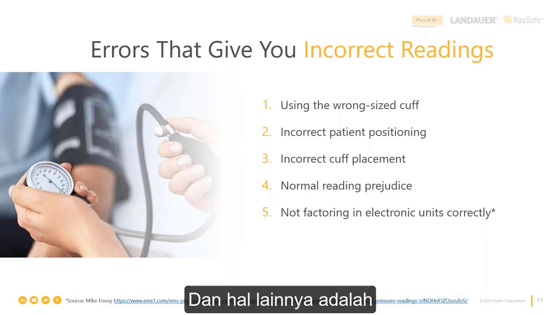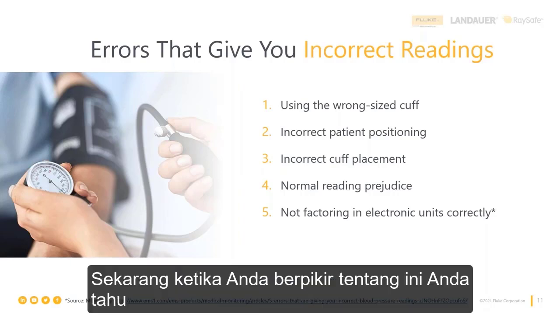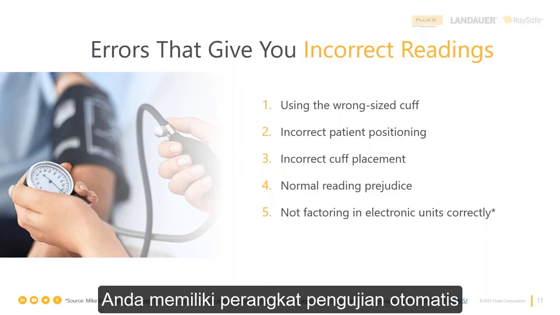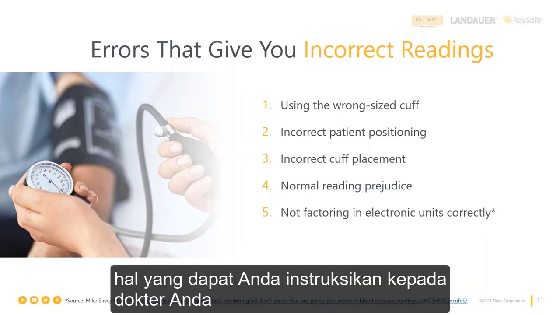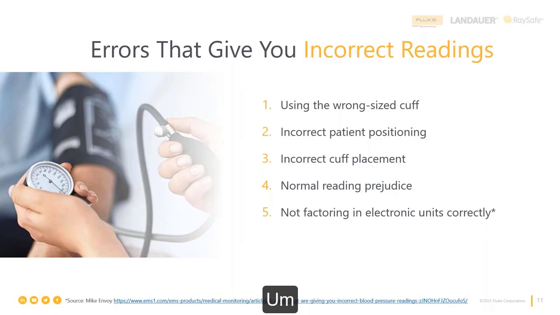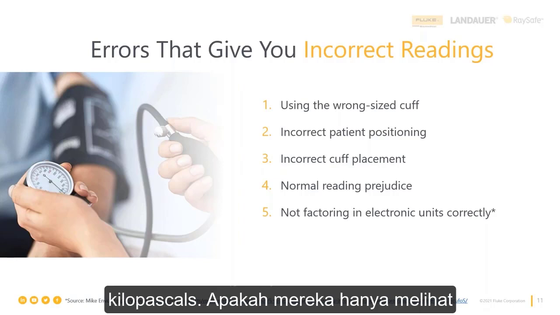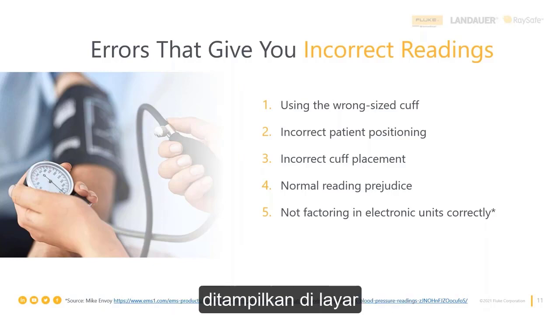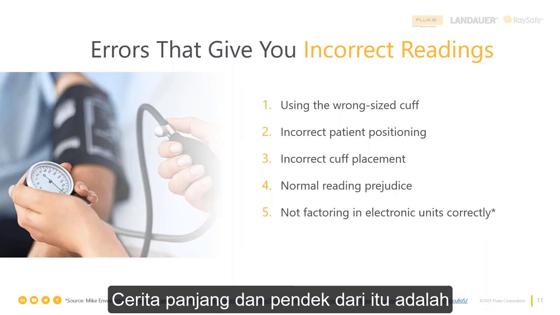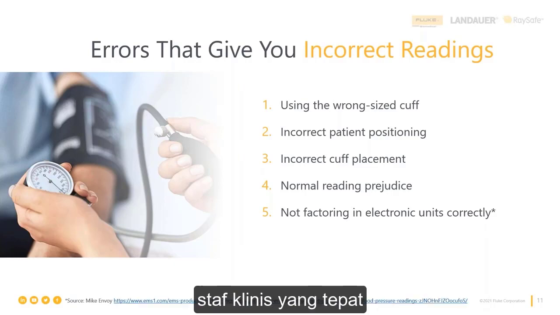And the other thing is not factoring in electronic units correctly. When you think about these, you have your automated test devices and your manual test devices. That's one way to troubleshoot, and that's one thing you can instruct your clinicians to do. The other thing is they might have the actual units incorrect. Jerry brought up kilopascals. Are they just looking at the wrong units? That's what could be driving the incorrect numbers on the screen. The long and short of it is everything we've just gone through is preventable or addressable by the clinical staff, right?